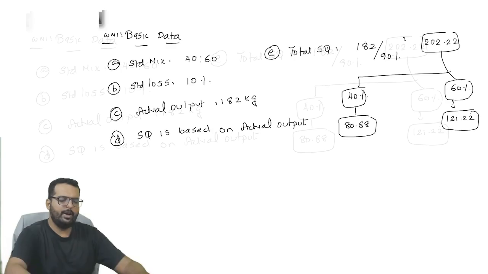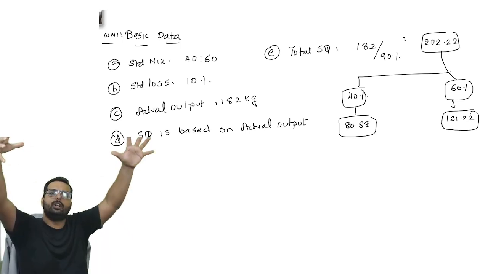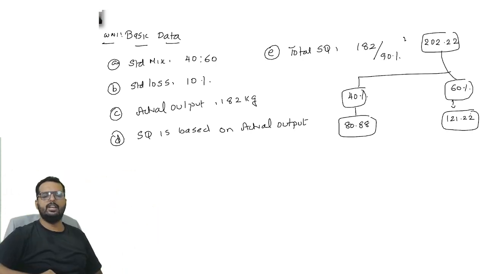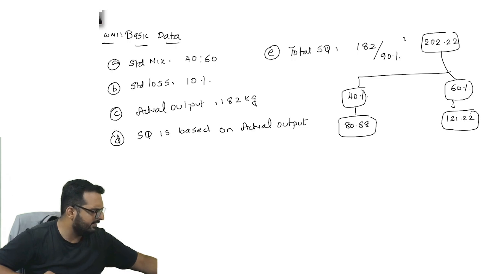Friend, did you understand how I got this number? Anybody has got doubt over here? Let me know, okay? SQ is based on actual output. So if the actual output is 182, SQ total should be 202.22. Now that should go in the ratio of what? 40 is to 60. Once you get this, the rest of the part is easy.